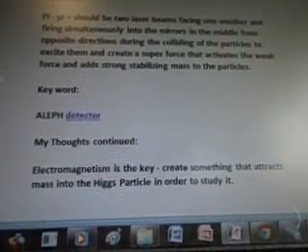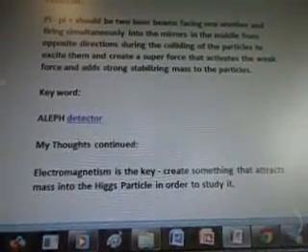My thoughts continued. Electromagnetism is the key. Create something that attracts mass into the Higgs particle in order to study it. Okay, so that's a very big formula there.